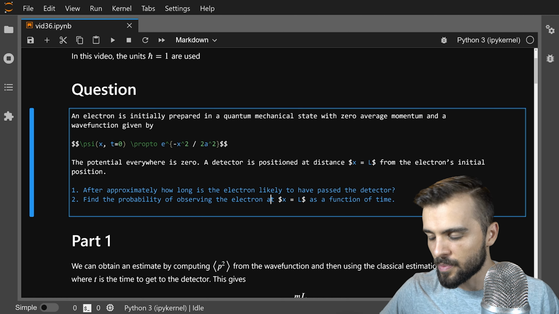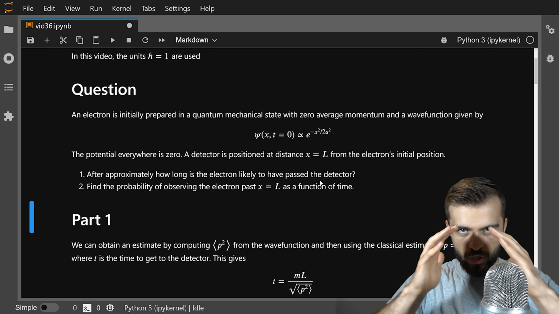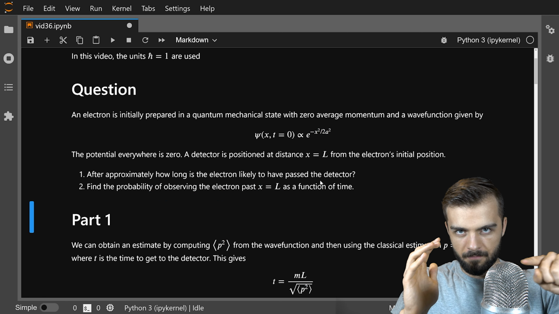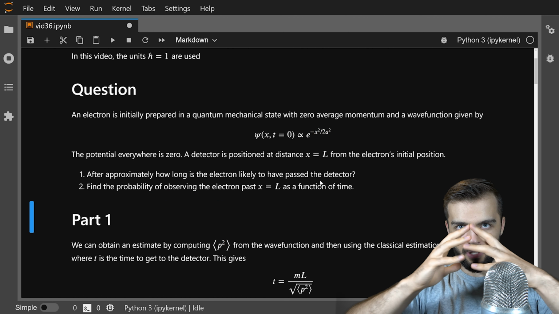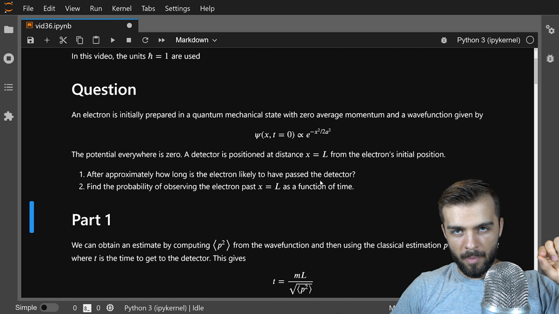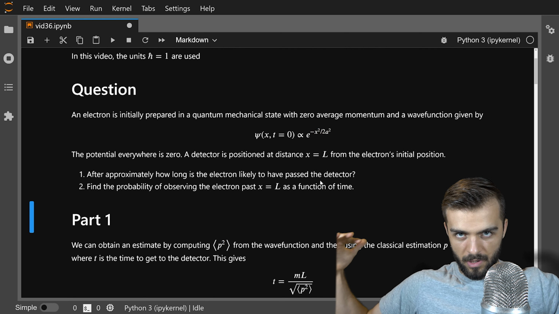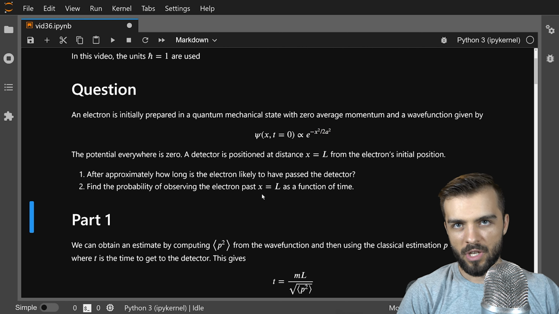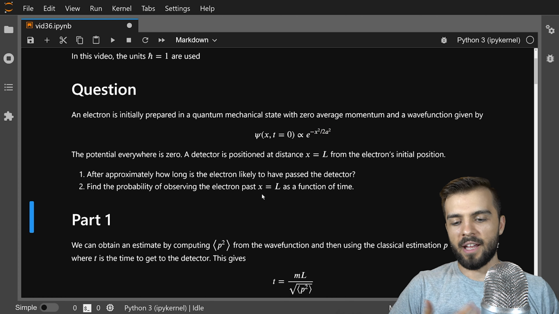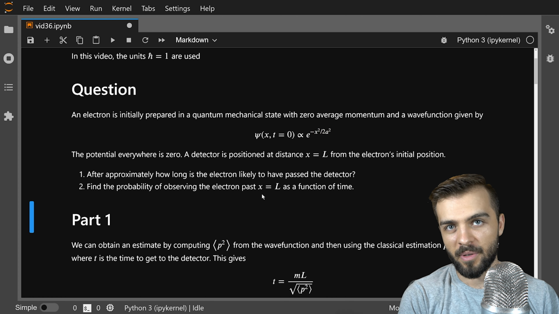And then part 2 of this question, find the probability of observing the electron. It should really say past x equals L as a function of time. So it starts in this sort of Gaussian probability density function. Over time, it's a wave function. It'll spread out. And then your probability of detecting it past the detector, of course, will increase over time as it spreads out. And you can sort of set up an equation for this using the Schrodinger equation. And you get this integral that you can't solve by hand, but the beautiful thing about a computer, of course, is you can do it very easily.